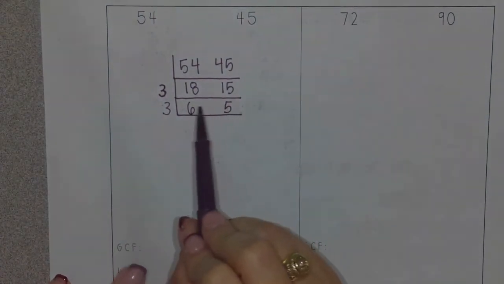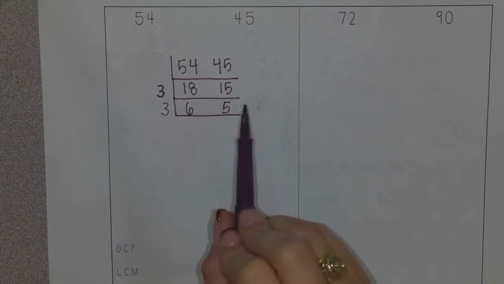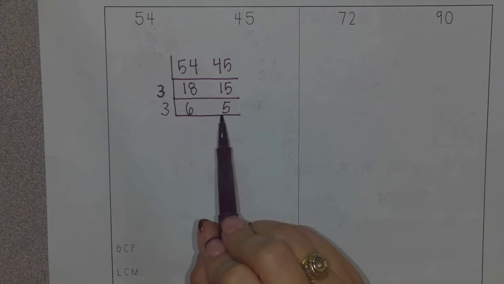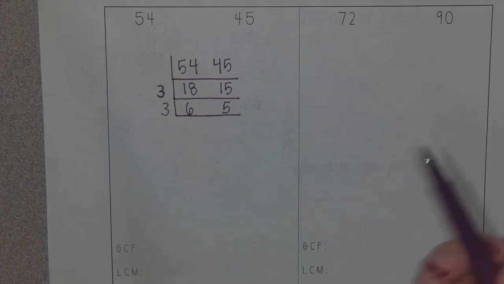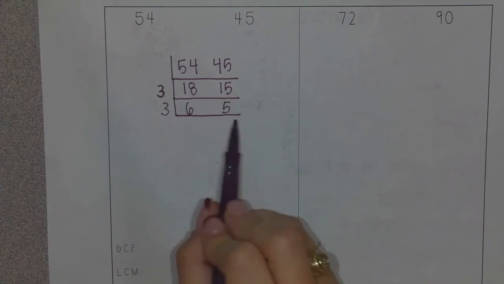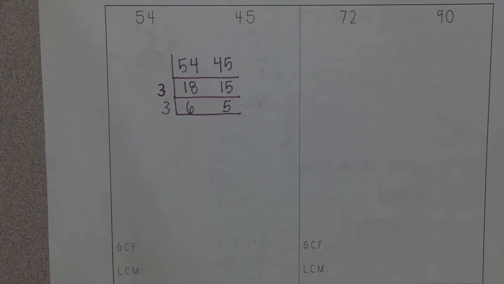So now when I look at my two numbers that I have remaining, 6 is a composite number. I could keep breaking it down, but 5 is a prime number. I can't make it any smaller. And 5 will not go into 6. So this is where my ladder stops. 6 and 5, they no longer have anything in common. I can't break them down any smaller.